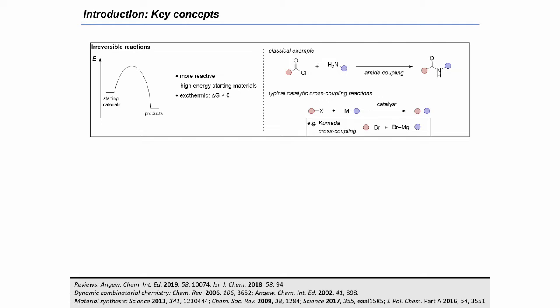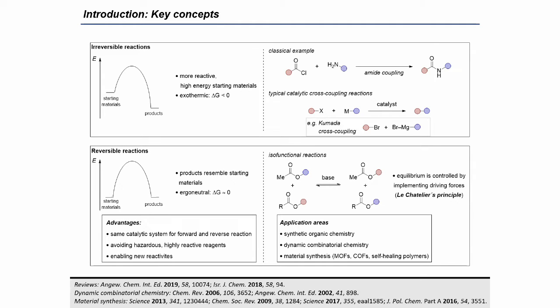Often, irreversible reactions are performed to access more complex molecules. One classical example is the coupling of acyl chlorides with amines to give amide products. Also, in classical catalytic reactions, high-energy starting materials are usually employed to drive the reaction towards the desired product formation. This showcases that in irreversible reactions, more reactive starting materials are used and more stable products are formed, making these reactions exothermic in nature. On the other hand, reversible reactions are ergoneutral or nearly ergoneutral, as both the starting material and product exhibit similar or the same energy.